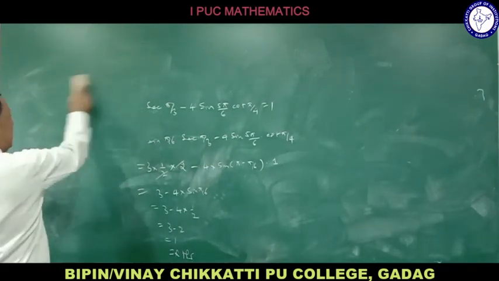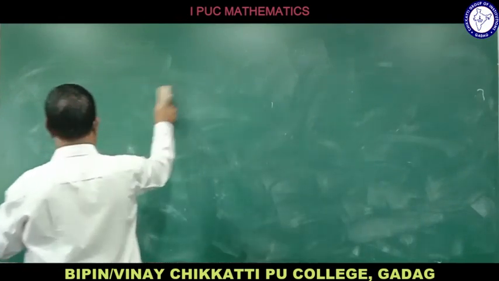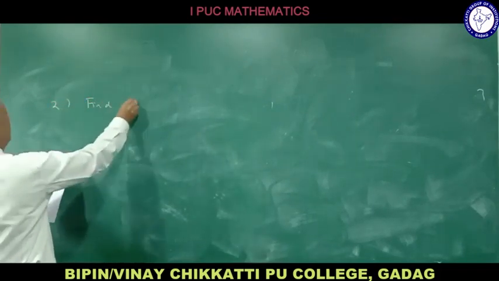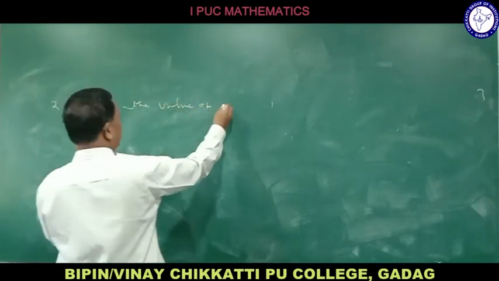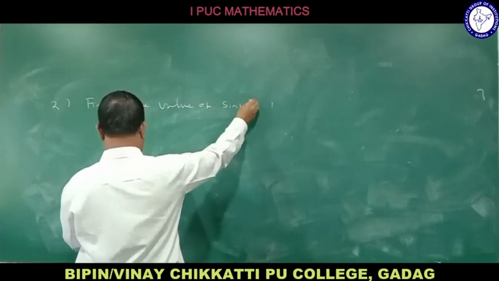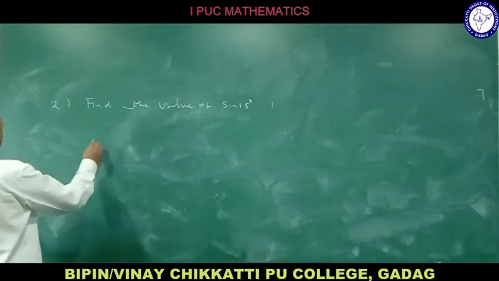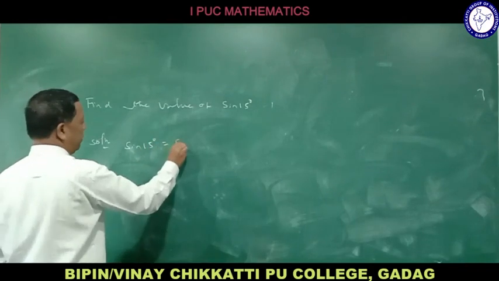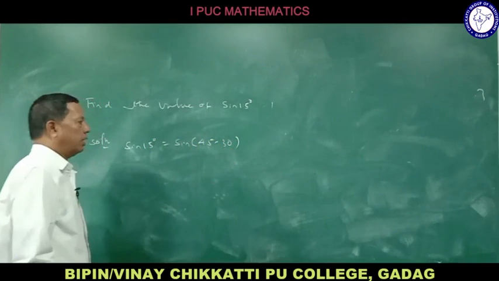Now the second problem, I am going to say how this can be proved. Only by this practice can you go for it. The question is, find the value of sine 15 degree. So sine 15 degree you have to find out. We have to convert it into well-known angles. Sine 15 degree is nothing but sine of 45 minus 30. 45 minus 30 means 15.